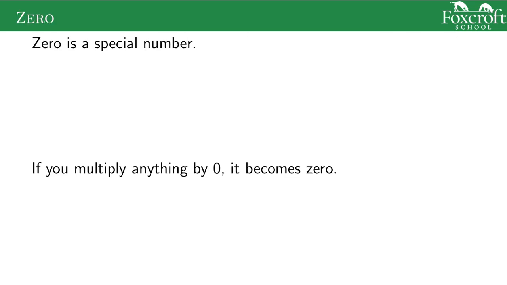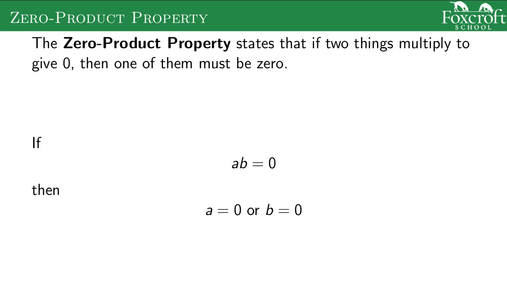All right, so this whole property focuses specifically on zero. Zero is a special number, and there's a lot of special things about zero, but the main thing we're going to focus on: if you multiply anything by zero, it becomes zero. That makes it special in terms of solving equations.